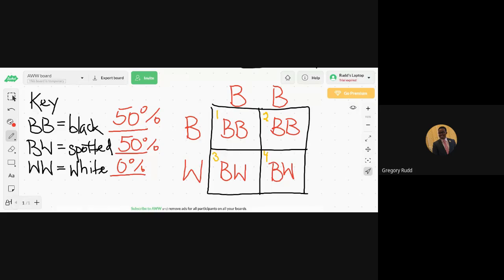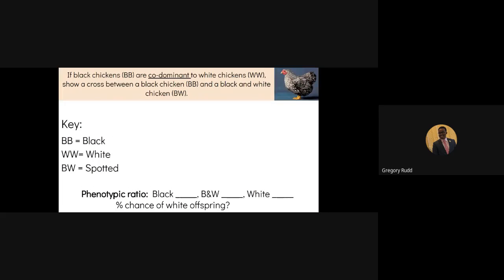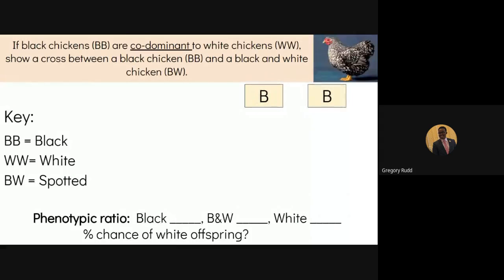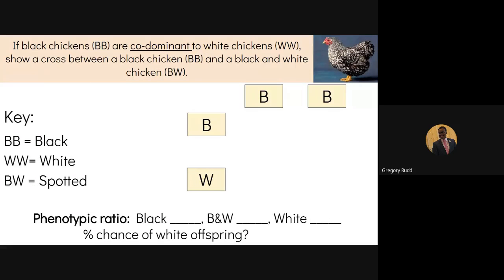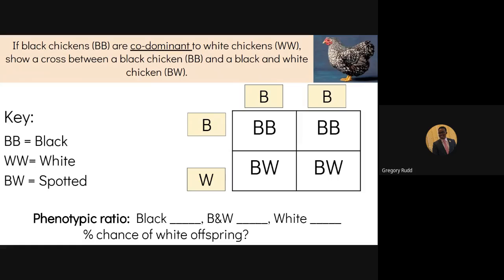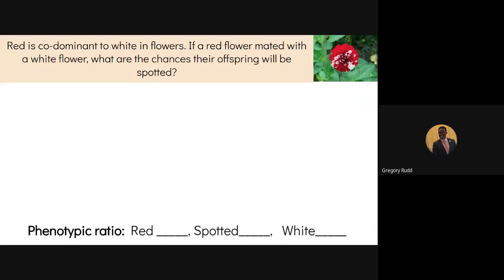Excellent job. Okay. So let's make sure we got that correct. We put our black parent on top. The spotted parent went on the left. Then we did our cross, and that's exactly what Brian just gave us. And then he gave us the phenotypic ratios as well. We had a ratio of 2 to 2 to 0. We expressed it in terms of percentages. And so the percent chance of white offspring is 0. So excellent job, Brian. Let's see if we can do this one too.